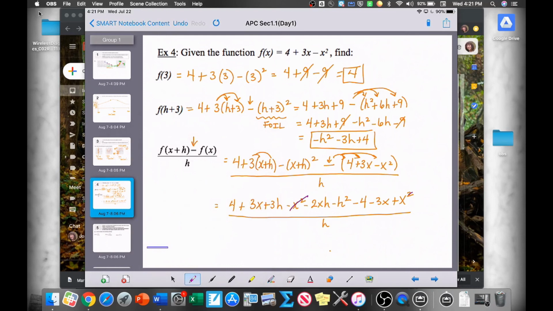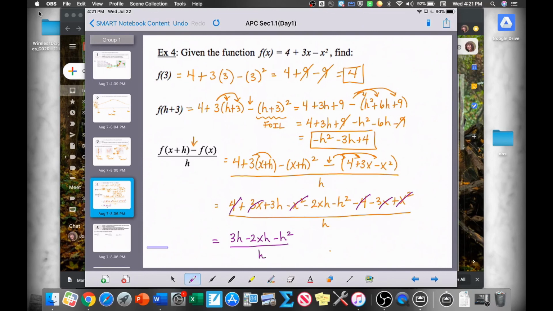So the negative x squared and the positive x squared cancel. The positive 3x and the negative 3x cancel. The positive 4 and the negative 4 cancel. So what I have left in my numerator is 3h minus 2xh minus h squared, and this is still all over h.